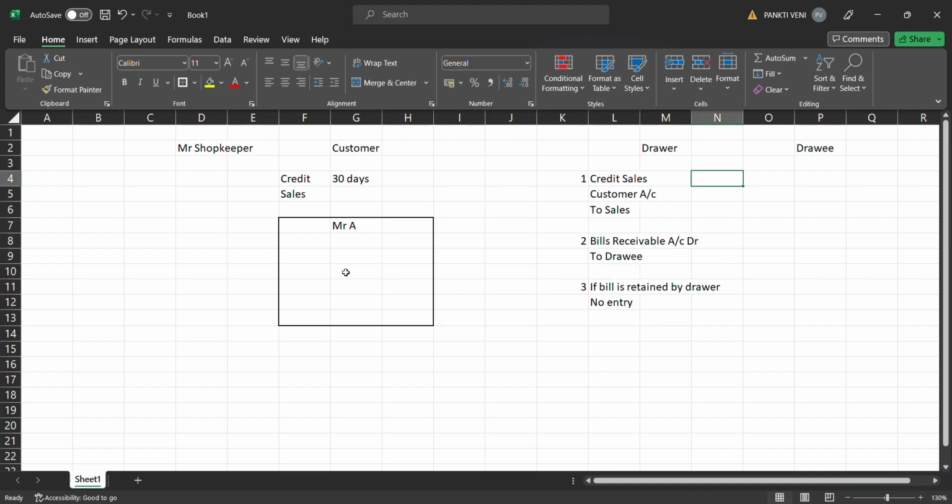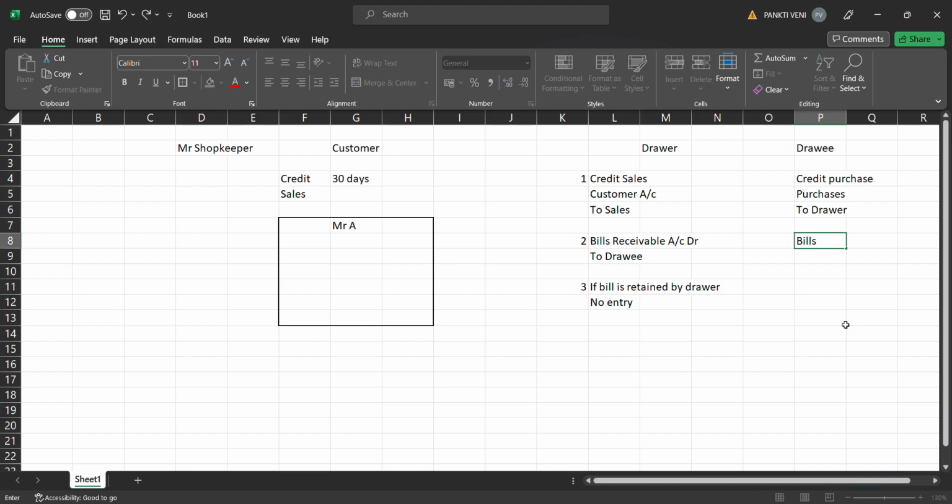Let me complete the drawee part also. We have credit sales, and here we have credit purchases. So what is credit purchases? Credit purchases is the opposite. We have made purchases, so ideally the shopkeeper will come, but here we'll use the word drawer. So for credit purchases, purchase account debit to drawer.